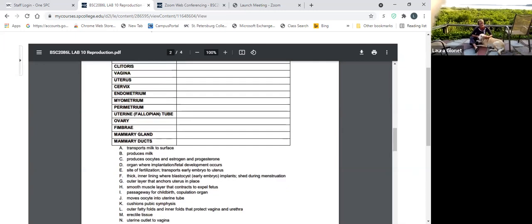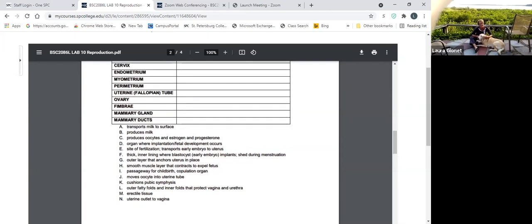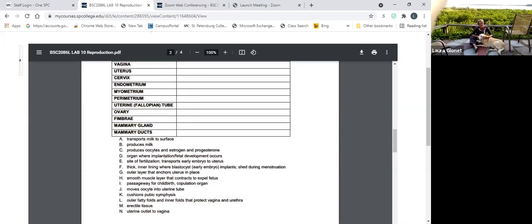N, the erectile tissue is the clitoris. And N, the uterine outlet to the vagina, that's the cervix.